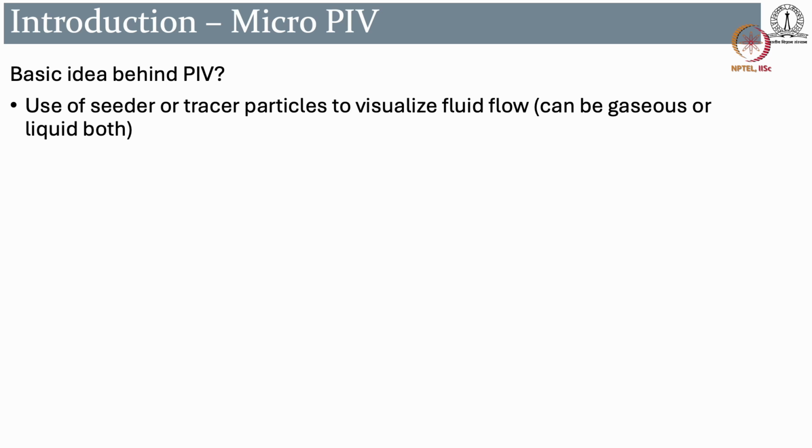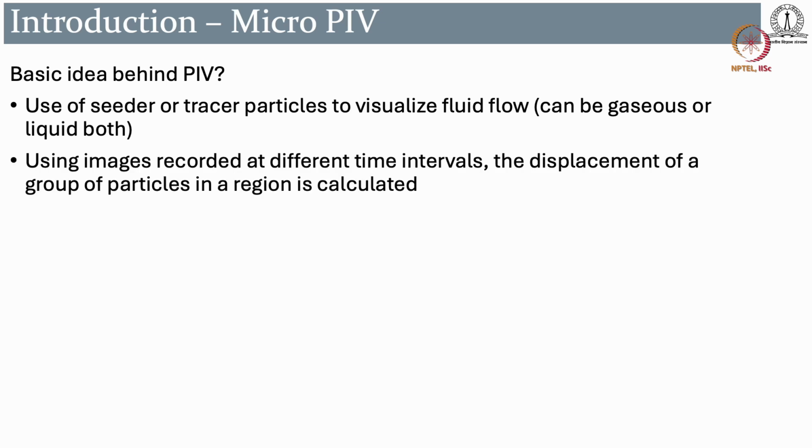This term faithfully signifies that the particle would not behave differently, and it should immediately respond to whatever changes are happening in that fluid. So the use of seeder particles is the most important thing, because that helps you visualize, and the choice of seeder particle is probably the most crucial step in doing PIV. Now we record images at different intervals of time, and then the displacement of a group of particles is calculated using some kind of correlation. We'll talk about that in later slides.